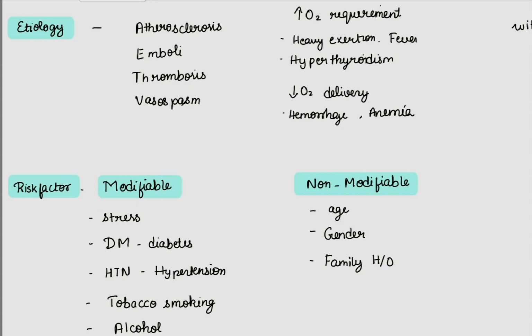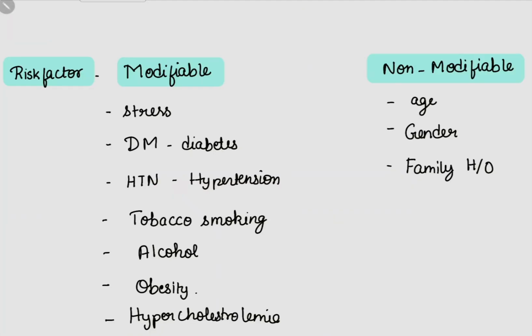Risk factors for myocardial infarction. It includes modifiable risk factors and non-modifiable risk factors. Non-modifiable, which cannot be modified, such as age, gender, family history. Modifiable risk factors like stress, diabetes, hypertension, tobacco smoking, alcohol, obesity, hypercholesterolemia.